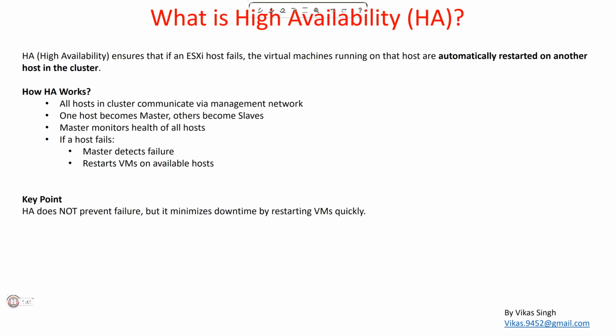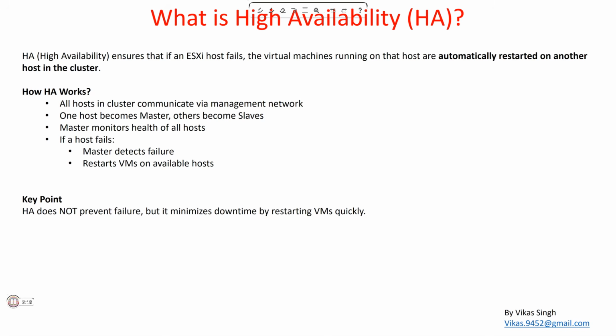HA, high availability, ensures that if an ESXi host fails, the virtual machines running on that host are automatically restarted on other hosts in the cluster. So how HA works: all hosts in the cluster communicate via the management network. Heartbeats are transferred over the management network, and one host becomes a master and the others become slaves. So one is going to be primary and all other hosts are going to be secondary. The master monitors the health of all the hosts, and if a host fails, the master detects the host failure and restarts VMs on other available hosts.